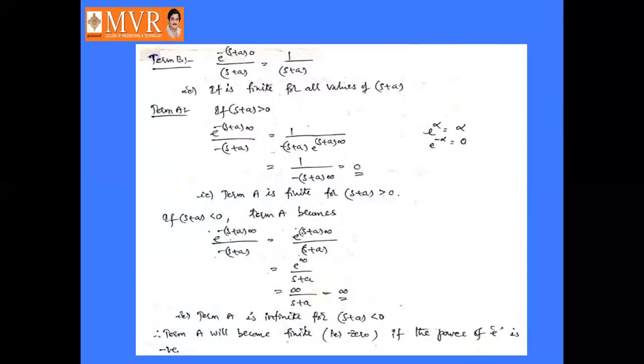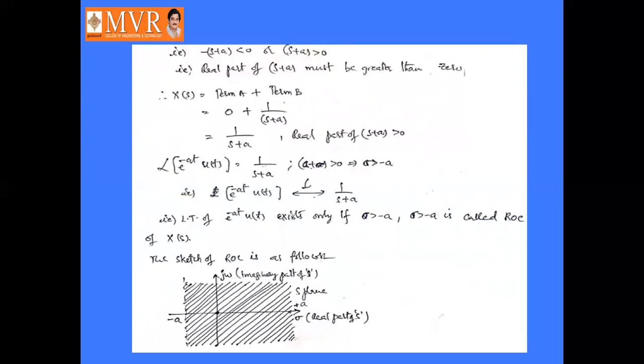Here we check the conditions. If s plus a is greater than 0, what will happen? If s plus a is less than 0, what will happen? We will take the finite value only; if it is infinite, we will neglect that. In these two terms, we get the finite value when s plus a is greater than 0, so 0 is the finite value. If s plus a is less than 0, then it becomes an infinite value. So here the transform is 1 by s plus a, and the ROC is s plus a greater than 0.